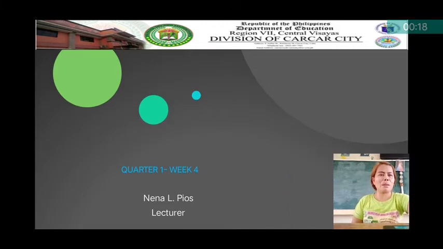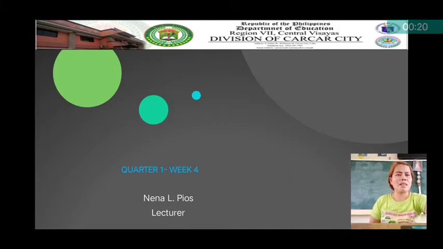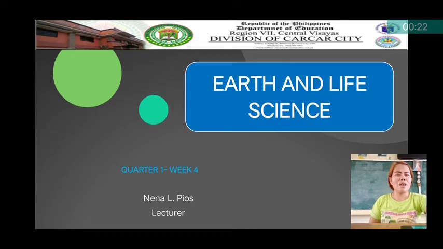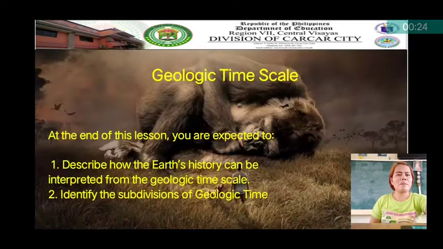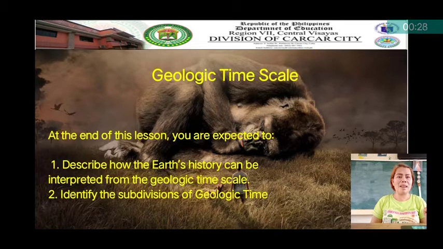Okay, this is now our topic. So the topic is geologic time scale. Now, at the end of this lesson, you are expected to first describe how Earth's history can be interpreted from the geologic time scale. And second one is identify the subdivision of geologic time.